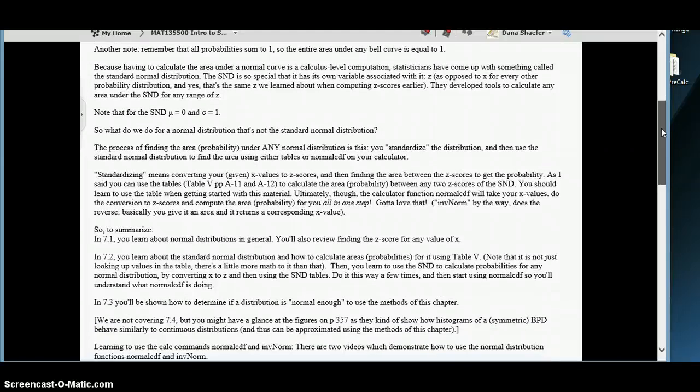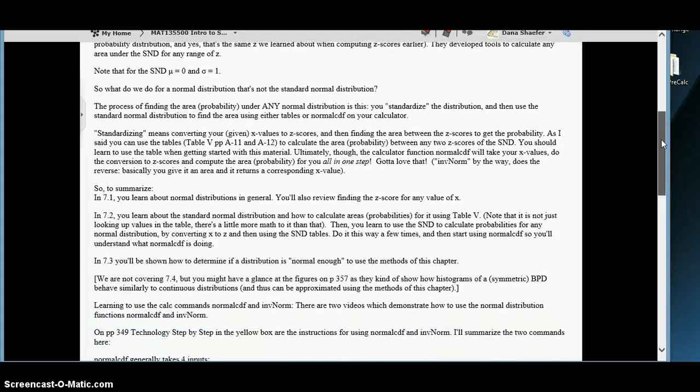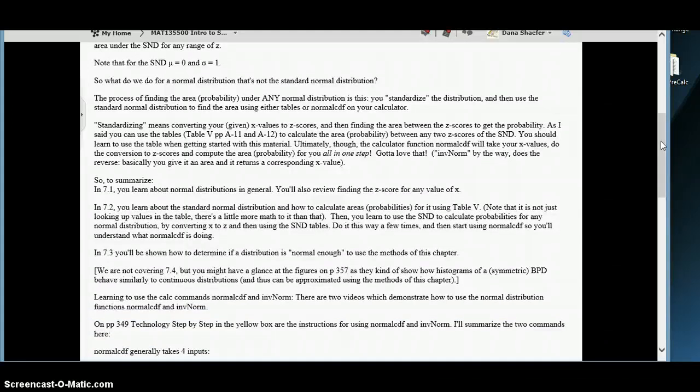And then what happens is, we want to be able to use the normal curve for any normal distribution. And in order to do that, we need to standardize the distribution. And we'll be using the table in the book, table 5 on page A11 and A12, and we can convert the x values that were given in our problem to z-scores, and then we can use the standard normal curve. That way we can use the standard normal curve for any scenario, any story problem that we work with.